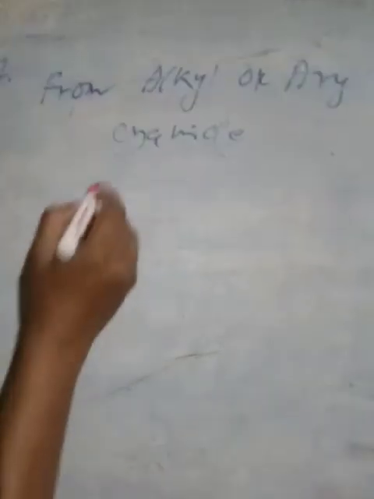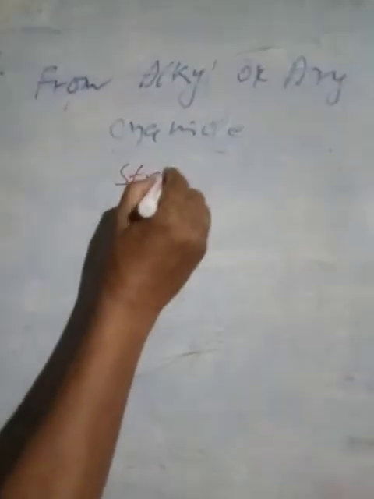Now preparation number 7, from alkyl or aryl cyanide. The reaction is called the Stephen reaction.